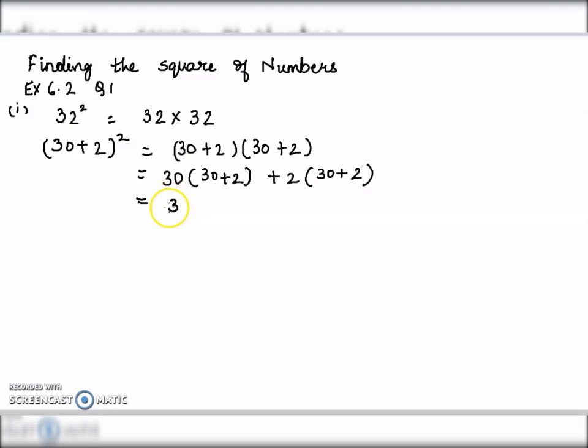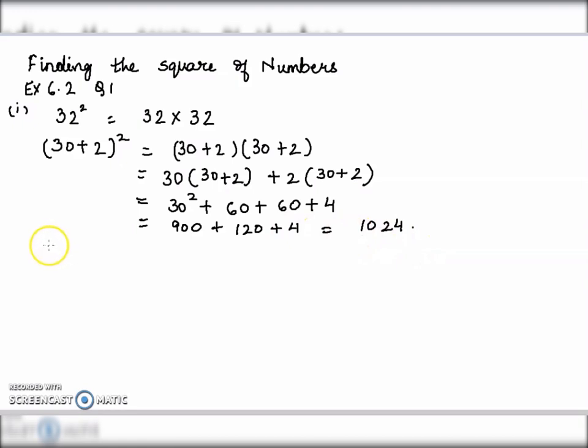So which is equal to 30 square plus 30 into 2, this will be 60, plus 2 into 30, again it will be 60, plus 2 into 2, that will be 4. So this will be 30 into 30, that is 900, plus 120, plus 4. So that is 1024 will be the answer. So this is a shortcut way of finding the square of a number.